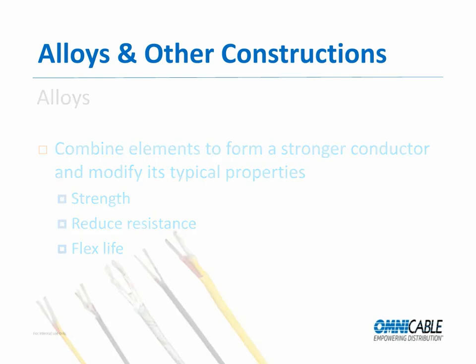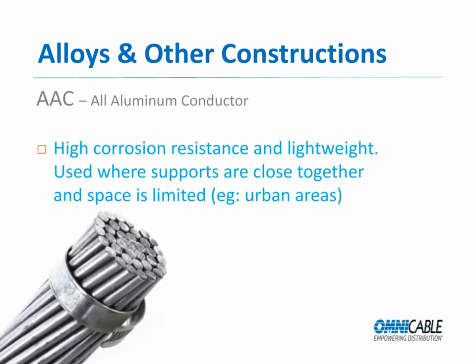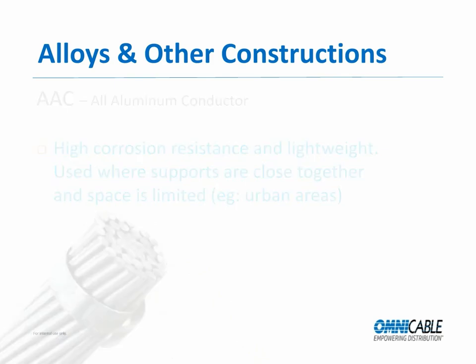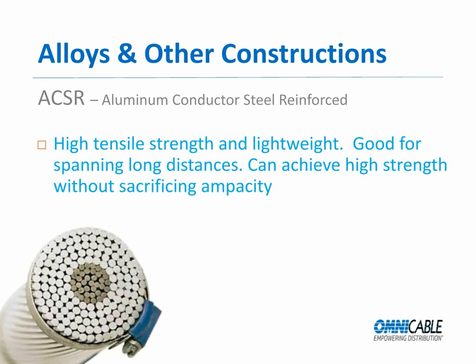There are also different constructions of conductors, for example. An all-aluminum conductor, or AAC, is a type of conductor which has high corrosion resistance and is lightweight. It's used where supports are close together and space is limited, such as urban areas. An aluminum conductor steel reinforced conductor, or ACSR construction, is constructed the same way but has strands of steel within the conductor core, which gives it similar properties as an AAC conductor, with the added benefits of high tensile strength and the ability to span long distances without sacrificing ampacity.